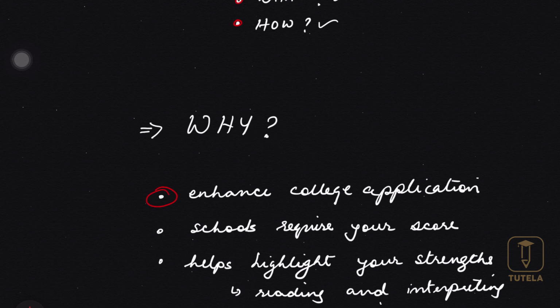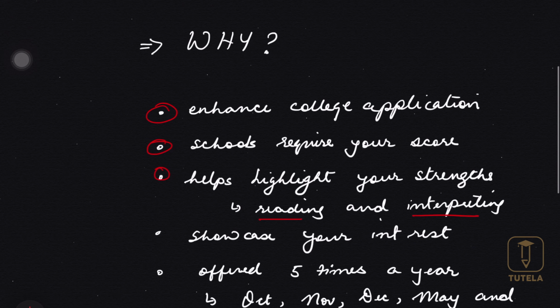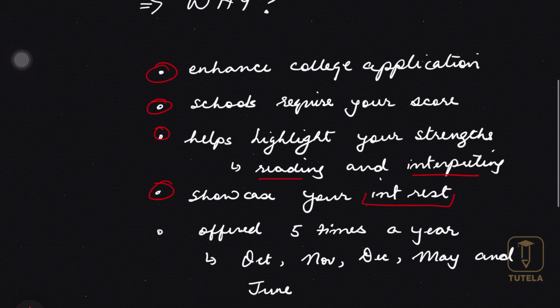Secondly, schools require your score. So the SAT subject test is a school requirement. Second, it also helps you to highlight your strengths. So in terms of literature, your reading and interpreting skills are both highlighted. Again, it helps you to showcase your interest. So what is your interest? How good you are in the subject will be highlighted through the score that you get here.